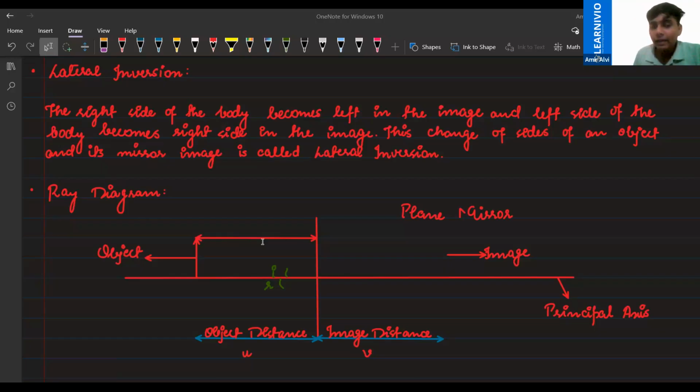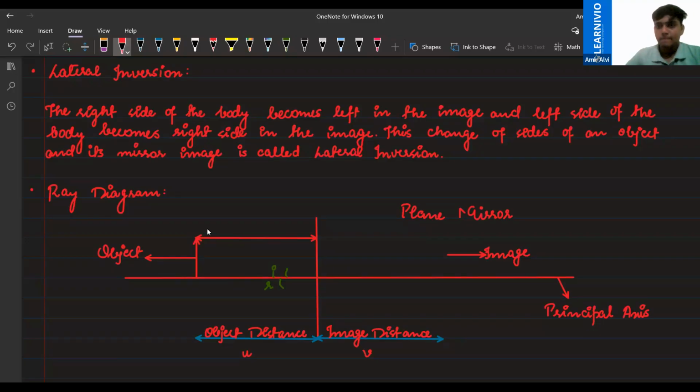Not 90. Why? Because the normal is also 90. The angle between the normal and the incident ray decides the angle of incidence. Two parallel lines have 0 degree angle. So if the light ray has 0 degree angle with the normal, the angle of incidence would be zero. So if the angle of incidence is zero, the light ray will retrace the path. If it is going like this, it will go back like this because the angle is the same.